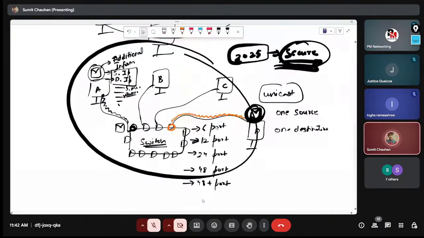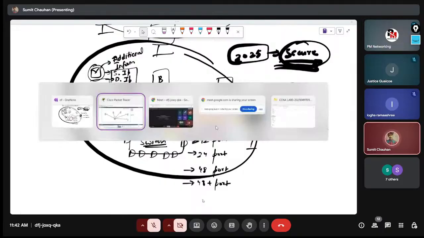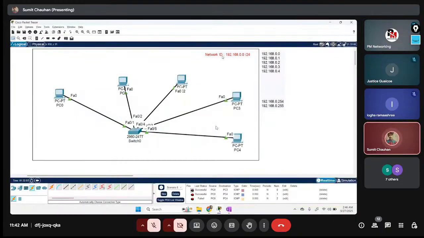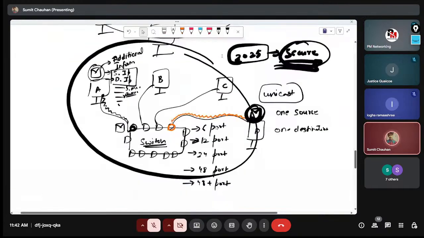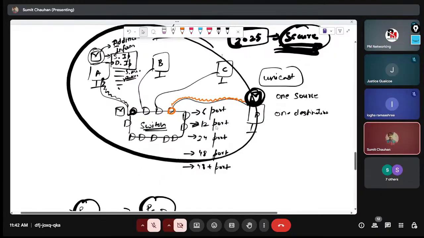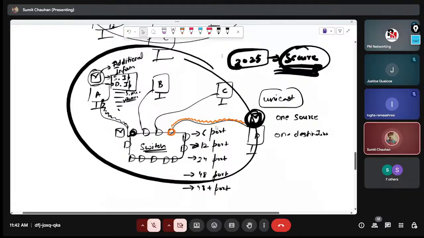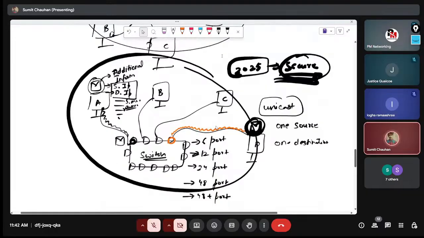So switches are only capable of sending data if the sender and receiver belong to the same network, as in the same network ID. If the source and destination belong to the same network ID, the switch is well capable of sending data from source to destination. But if the destination belongs to a different network, then switches are not capable of sending data. You can send one to one data, that is unicast.